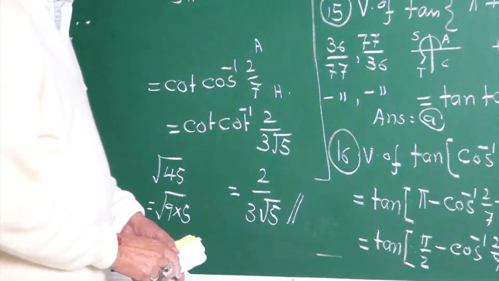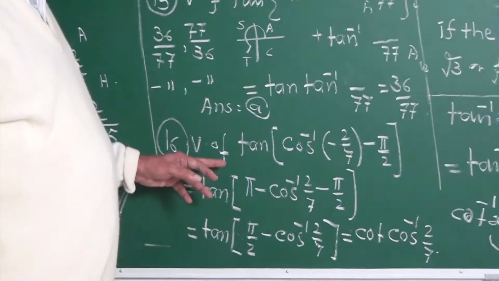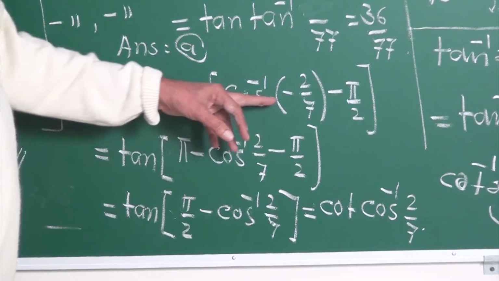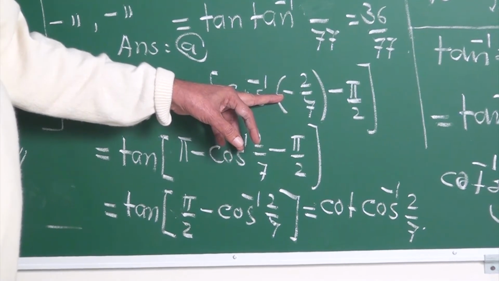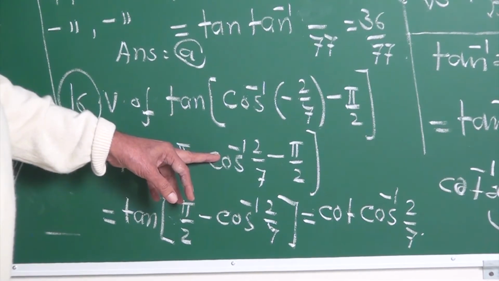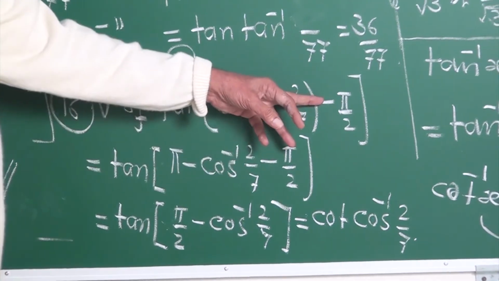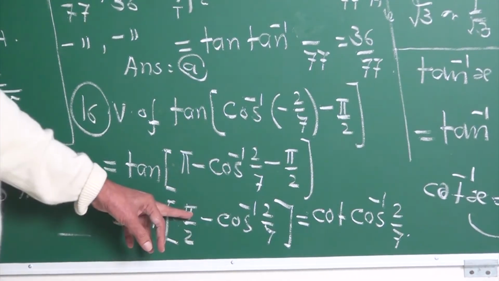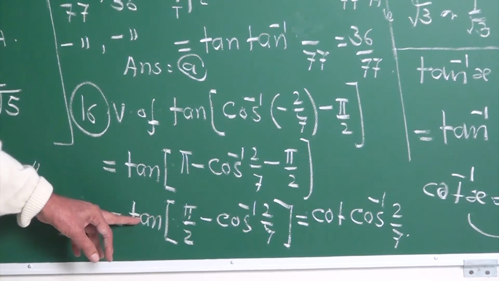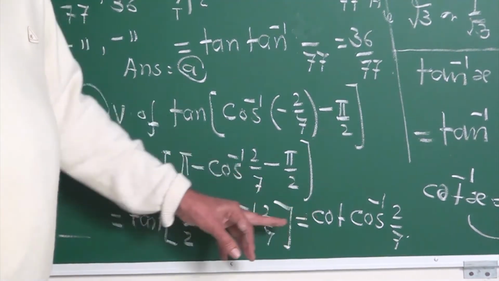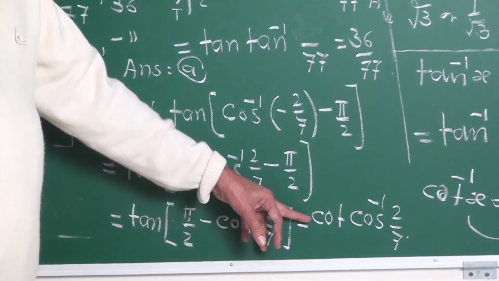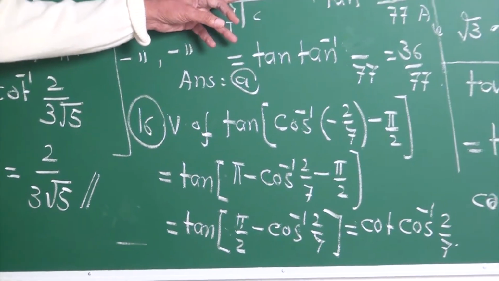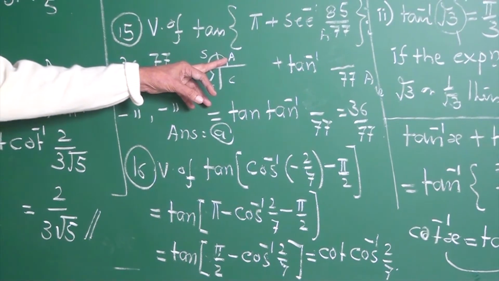Hope understood. I will explain once again. See, value of tan of cos inverse of minus 2 by 7 minus pi by 2. It is cos inverse of minus x. What is cos inverse of minus x? Pi minus cos inverse x. Here x is 2 by 7. Pi minus pi by 2 is pi by 2 minus cos inverse. Allied angle 90: tan changes to its co-trigonometric ratio of this angle. What about the sign here? Pi by 2 minus means the angle is in the first quadrant. First quadrant, all positive, so positive.